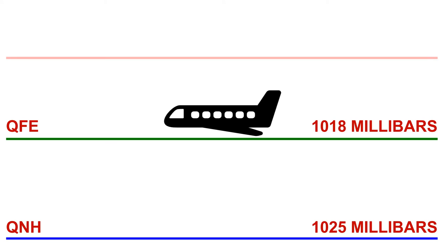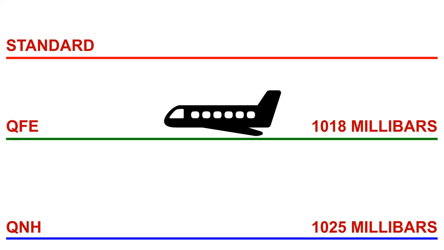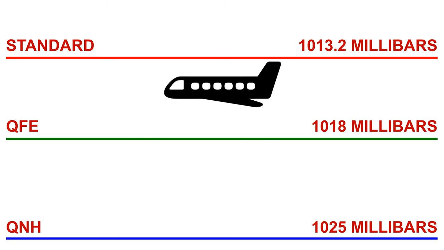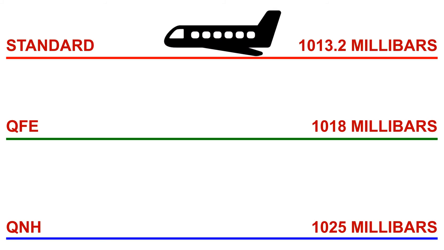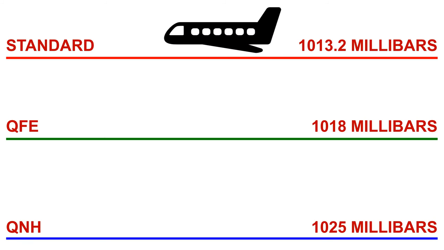The final datum we will discuss here is called the standard pressure setting, or standard for short. The standard pressure setting on the altimeter is 1013.2 millibars. The pilot will set standard when climbing above a predetermined altitude. This ensures that all aircraft flying at higher levels will be on the same datum. The reading on the altimeter with standard set is called a flight level. For example, if the altimeter is reading 24,000 feet with standard set, the aircraft will be at flight level 240.